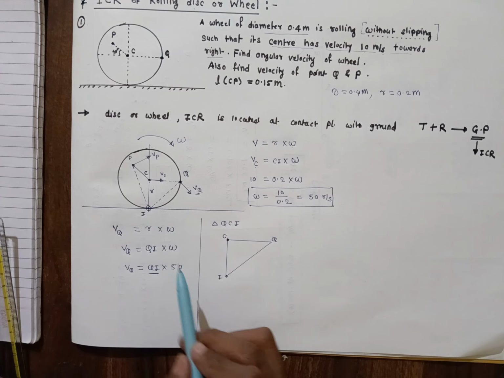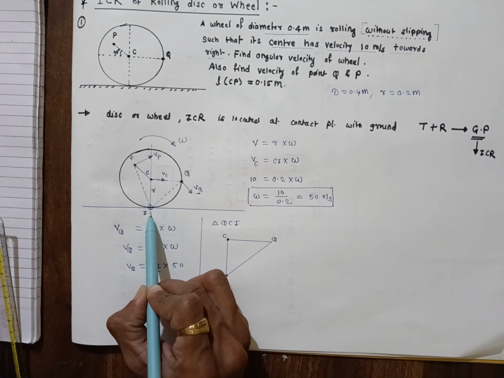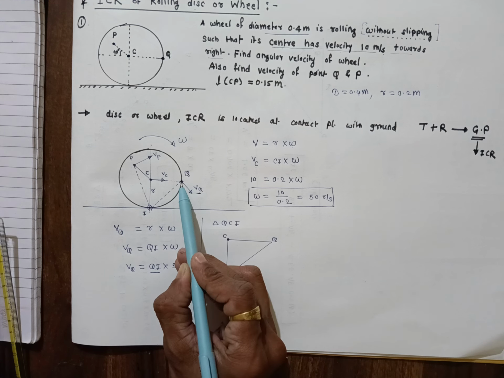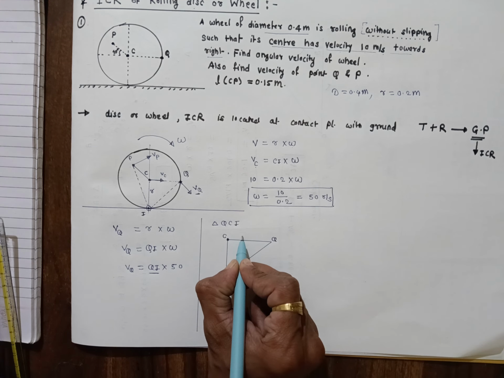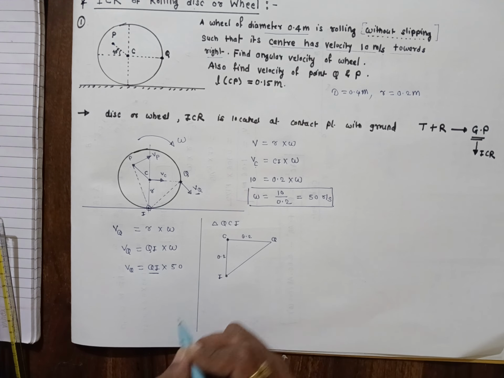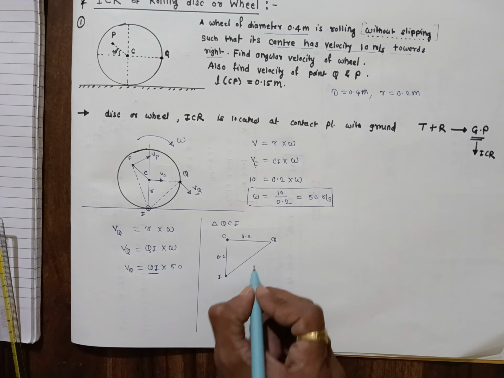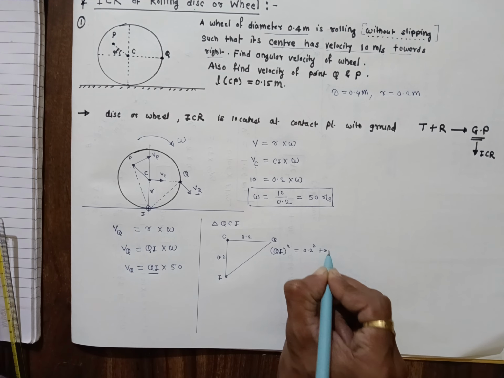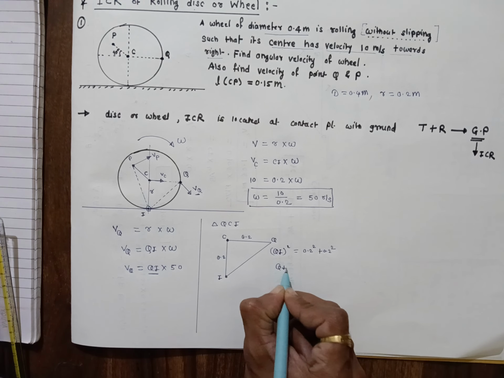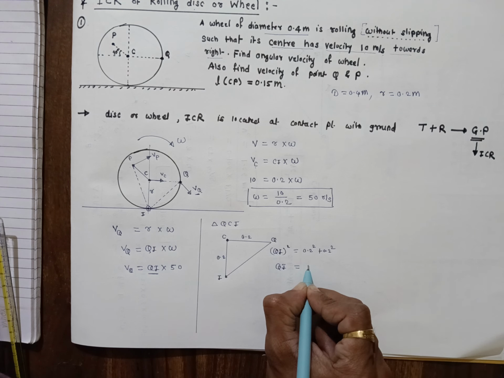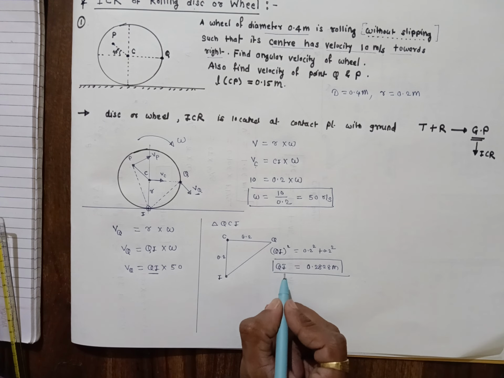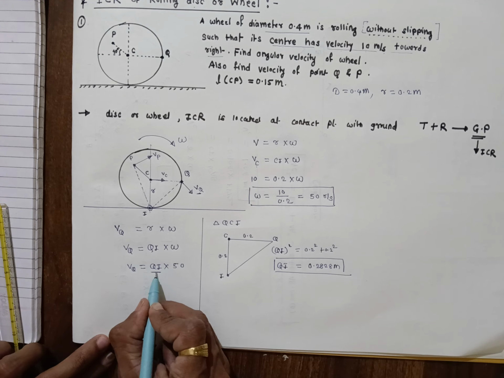To find out the distance QI, consider this triangle QCI. In this triangle, CQ is equal to the radius, CI is also radius. So then we will find out this QI. CQ is equal to 0.2 meter, CI is also 0.2 meter. So QI we can find out by using Pythagoras. So QI square is equal to 0.2 square plus 0.2 square. So QI is equal to 0.2828 meter.